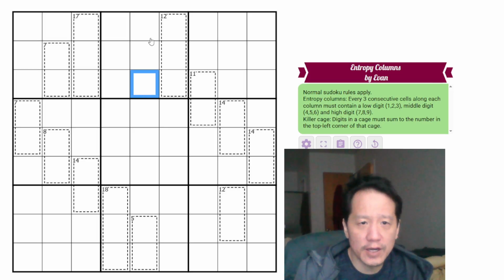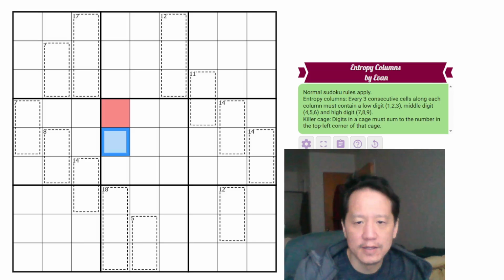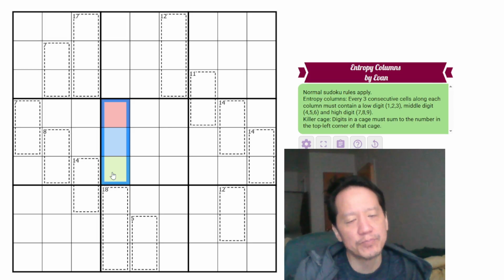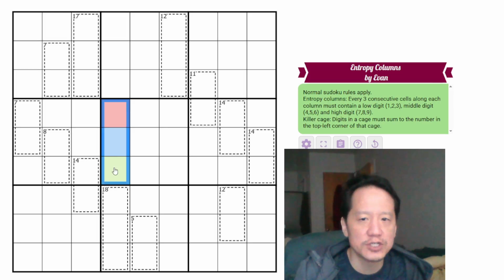Okay, so that means along any column, if you take 3 digits that are in a row in that column, one of them has to be low, one of them has to be medium, and one of them has to be high. But it could be in any order, so it doesn't actually have to be in this order, right? You could even have here high, low, and medium. It just has to be for any 3 digits in a column. You have to have one of each of these sets.